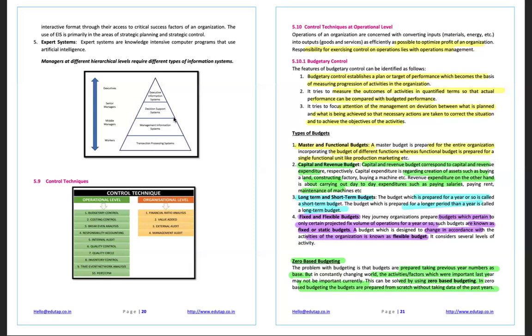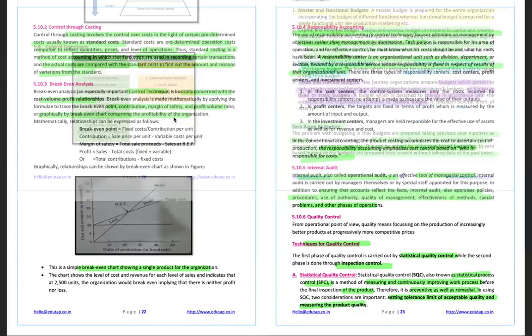जीरो बेस्ड बजटिंग, तो वो लोग कोई रेफरेंस पीरियड नहीं ले रहे. तो the problem with budgeting is that budgets are prepared taking previous year numbers as base, but in a constantly changing world, the activities or factors which were important last year may not be considered. So they can be solved by using zero-based budgeting. In zero-based budgeting, the budgets are prepared from scratch without taking data of the past years.